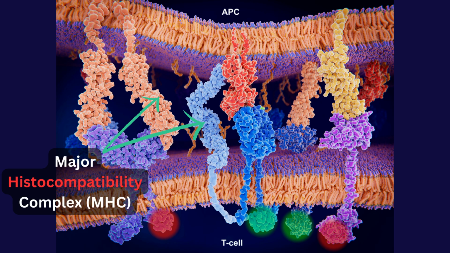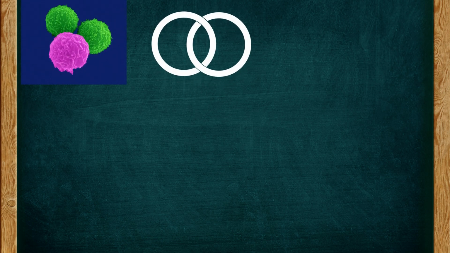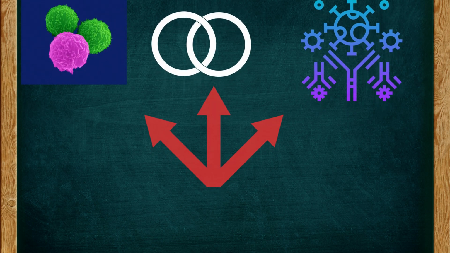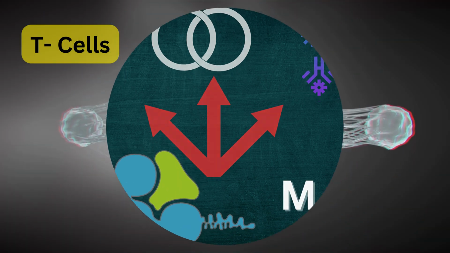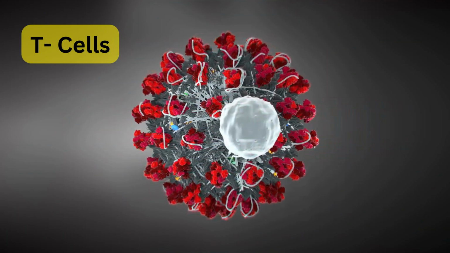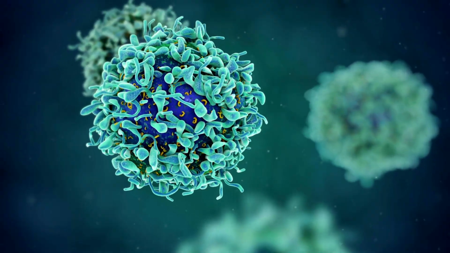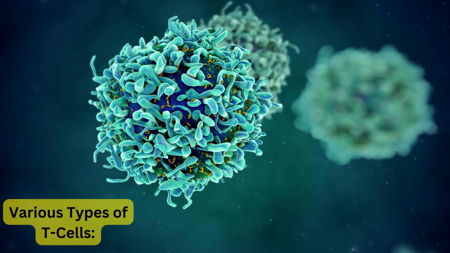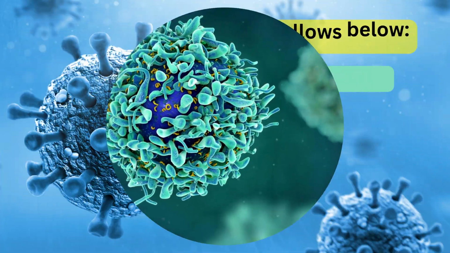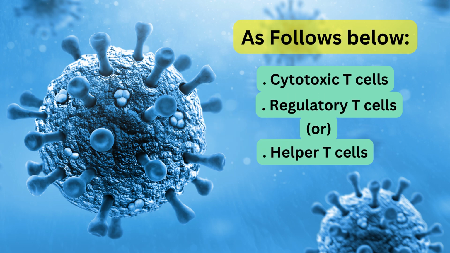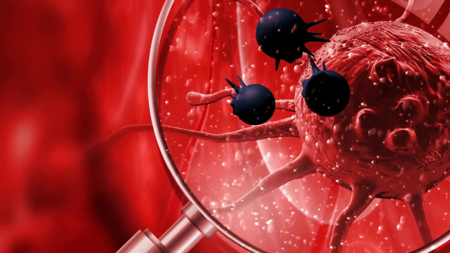complex, MHC. This presentation allows T cells to recognize and bind to foreign antigens associated with the MHC. Upon binding to the MHC receptor, T cells become activated and can proliferate into various types, including cytotoxic T cells, regulatory T cells or helper T cells.